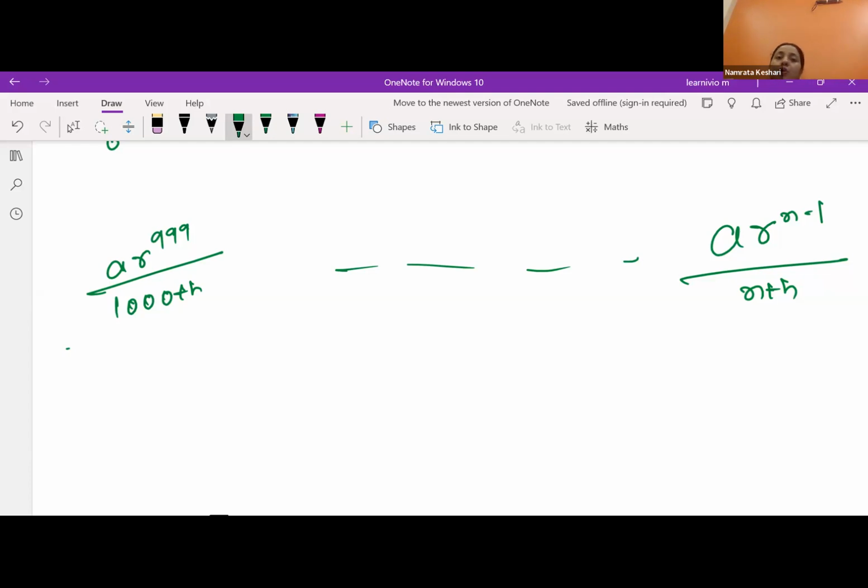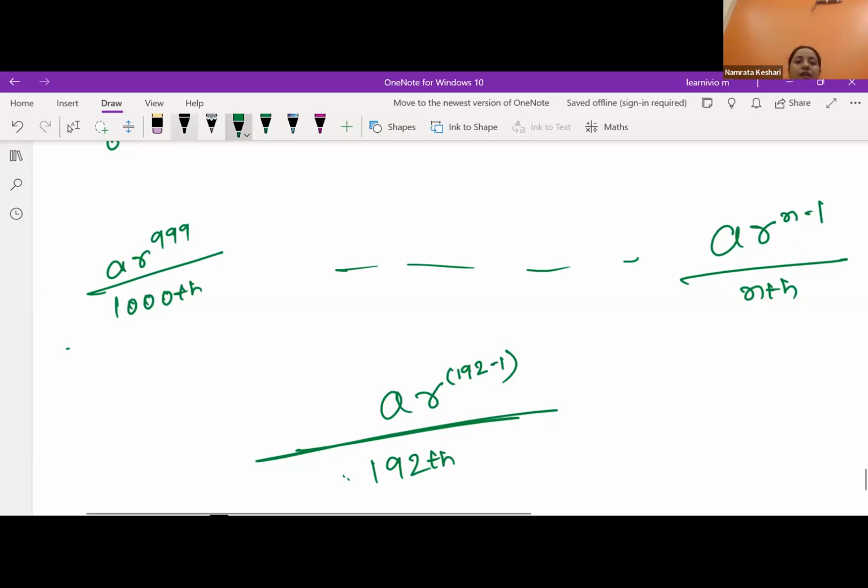And hence we realize, whatever the term, the placement can be 200th place or 192nd place or whatever be the place, the power of r will be one less than that. And a will remain as it is. We have identified this pattern, and on the basis of that we are saying that the nth term formula is a r to the power n minus 1.